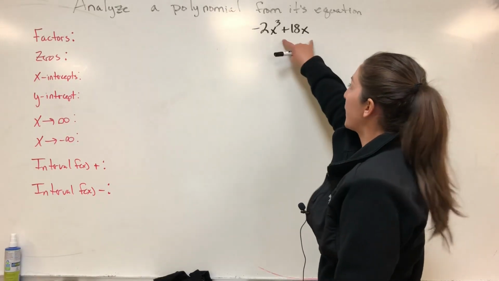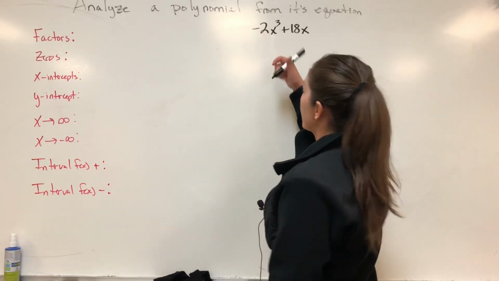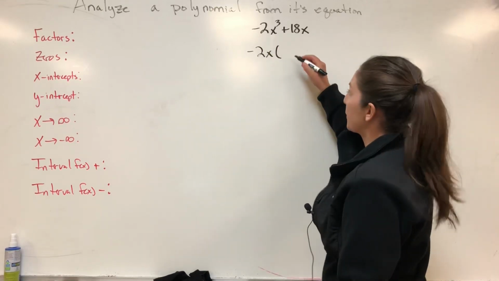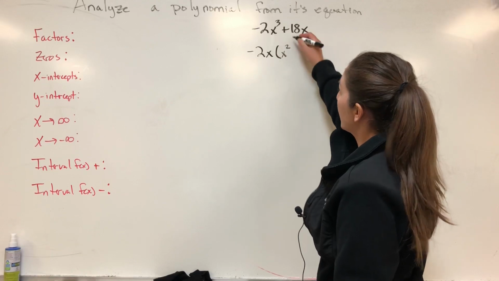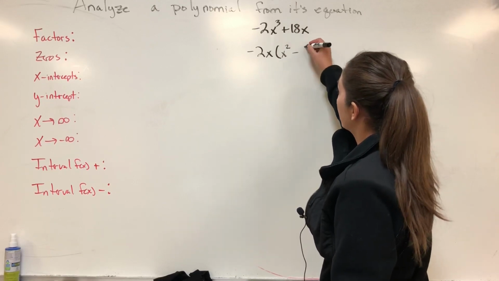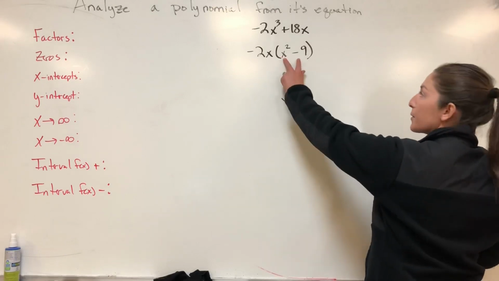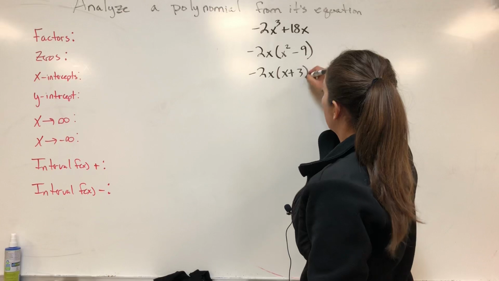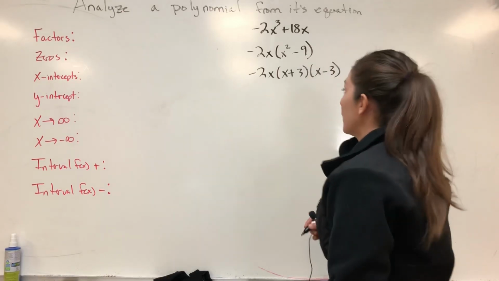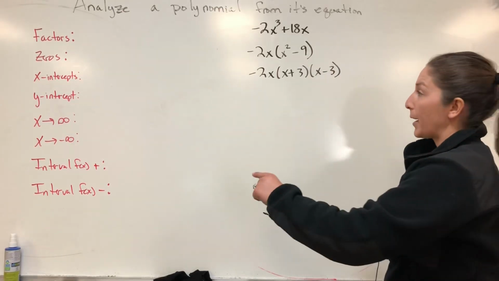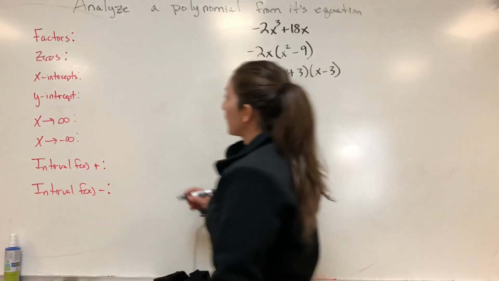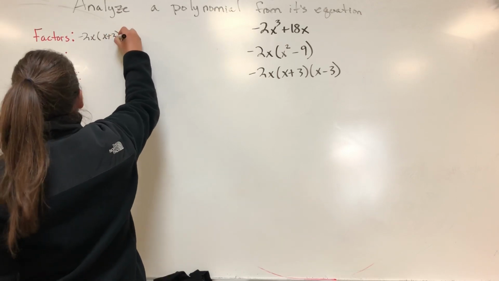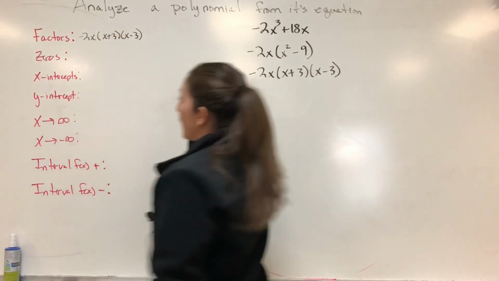Greatest common factor: they both share an x, and I'm also going to take out the negative 2. If I take out negative 2x, I would be left with x squared minus 9. Oh look, a difference of squares. This can be factored further. So negative 2x times x plus 3, x minus 3. Boom, factors are done.